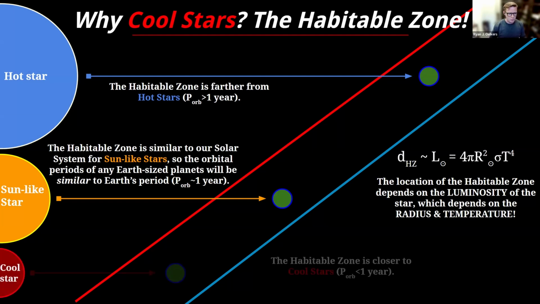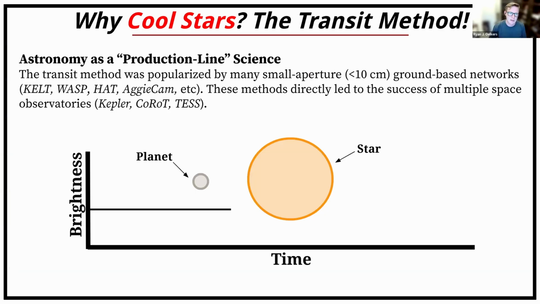But if you looked at a much cooler star, these red dwarfs, then the orbital periods of the habitable zone planets are going to be a lot smaller, because they'll be a lot closer in to their star. So they'll orbit in periods much less than a year, sometimes just a couple days. And that's super useful, especially if you're trying to do a large-scale search looking for exoplanets.